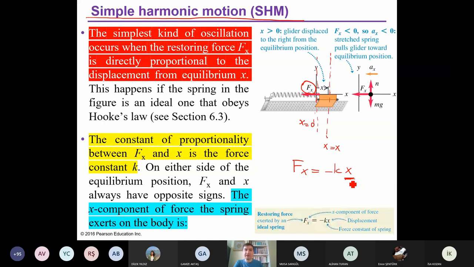We have discussed this one in the previous lectures. So what do you see here? Here we have k, the force constant. This constant is constant for a certain material. We have discussed this one. We have also given some tables, okay? So if you increase the x, then the spring will apply a bigger force on the glider. If you decrease the x, then the spring will apply a smaller force on the glider. If x is equal to zero, then Fx will also be equal to zero in the equilibrium condition, okay?